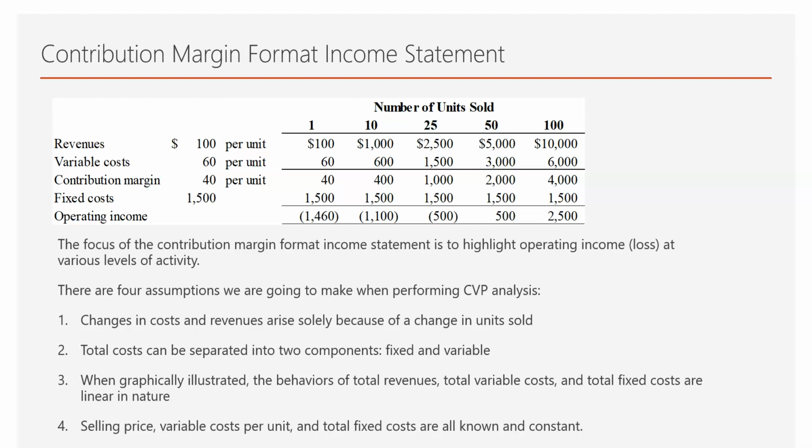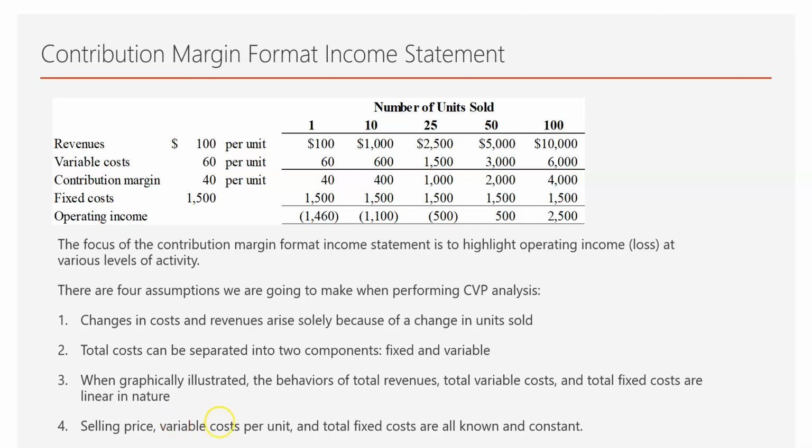From my total contribution margin, I'm going to subtract out my fixed costs to get my operating income. So the focus of the contribution margin format income statement is to highlight operating income or loss at various levels of activity. Let's take a look at this illustration here on the screen. My sales price is $100 per unit that I sell to customers. The variable costs are $60 per unit. So my contribution margin on a per unit basis is $40.